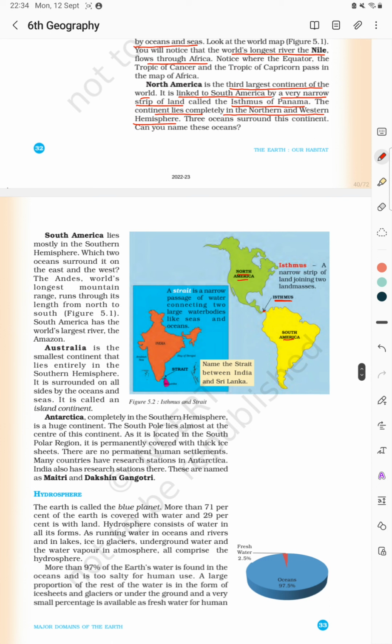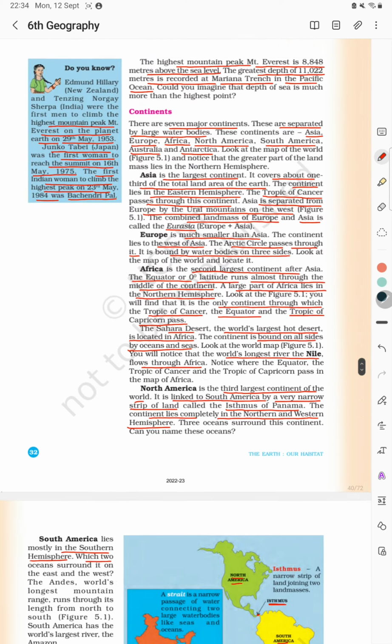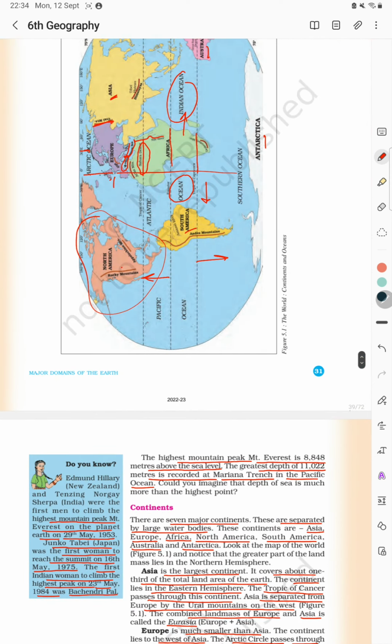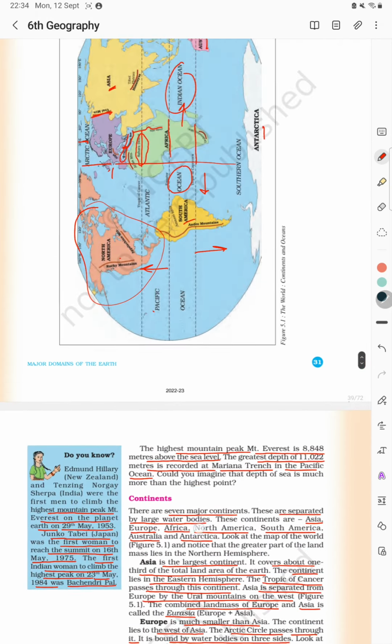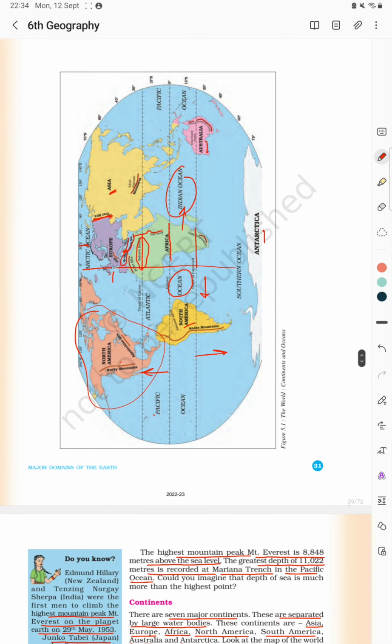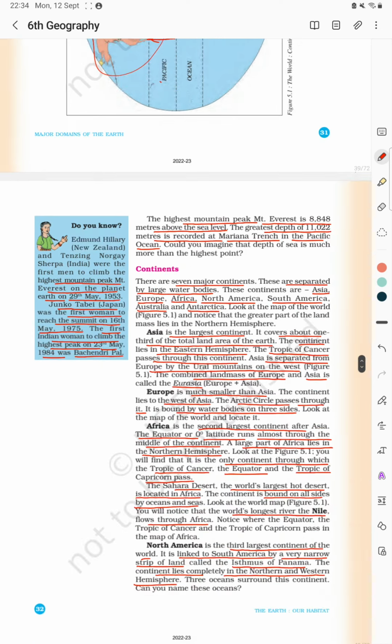Then South America. South America lies mostly in the southern hemisphere. Which 2 oceans surround it on the east and west? On the east side, it is surrounded by the Atlantic Ocean. On the west side, it is surrounded by the Pacific Ocean. So this map is very important. You can learn very much by just observing this map.